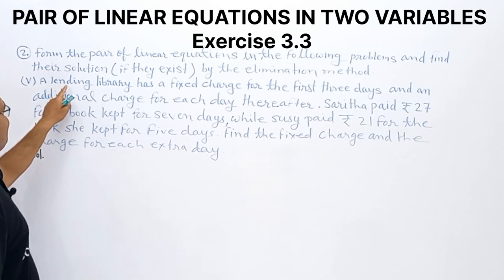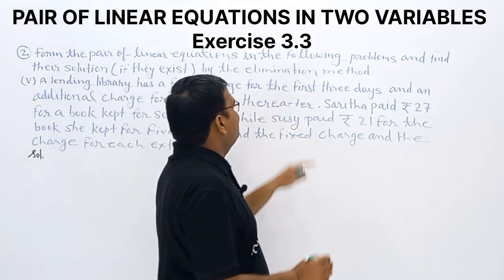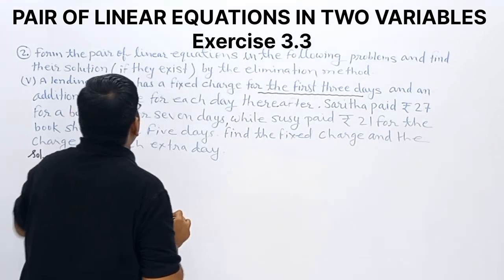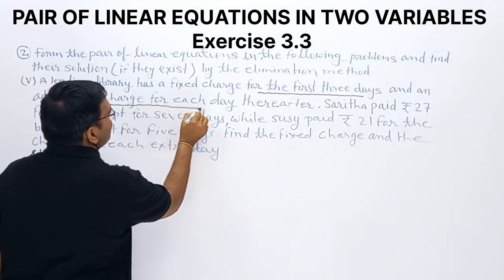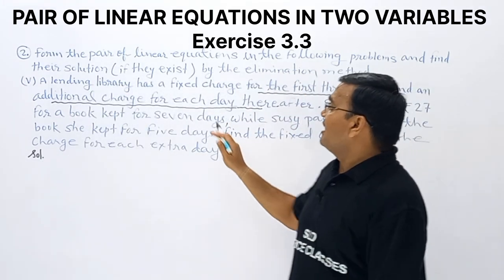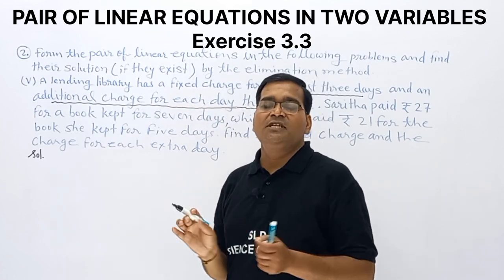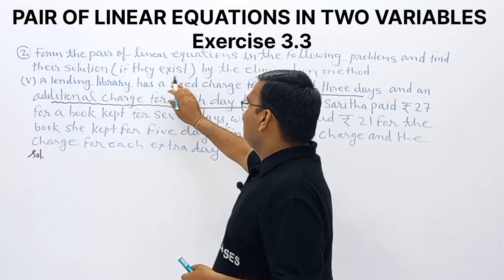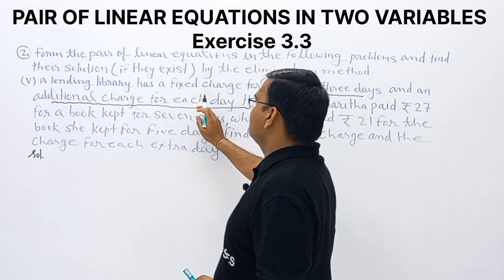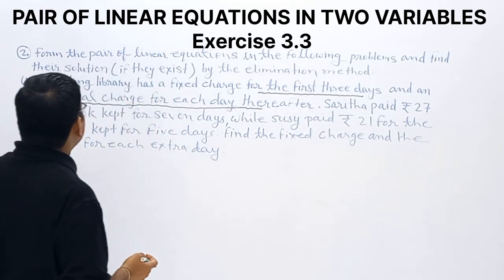Observe carefully. A lending library has a fixed charge for the first 3 days and an additional charge for each day thereafter. One library is taking a fixed charge for the first 3 days and an additional charge for each day thereafter. After 3 days, the library is taking what?